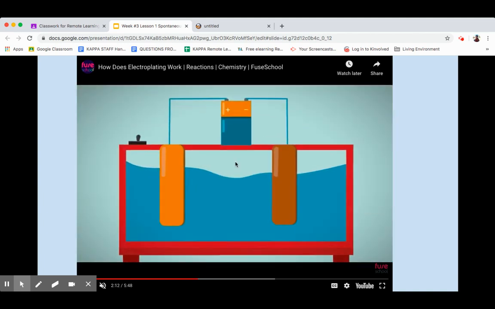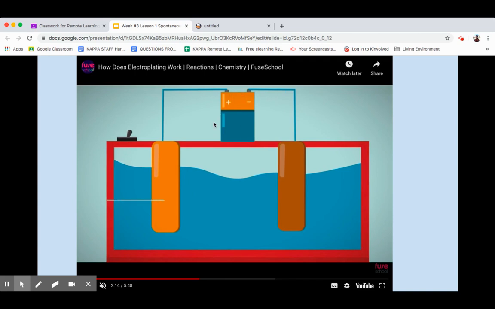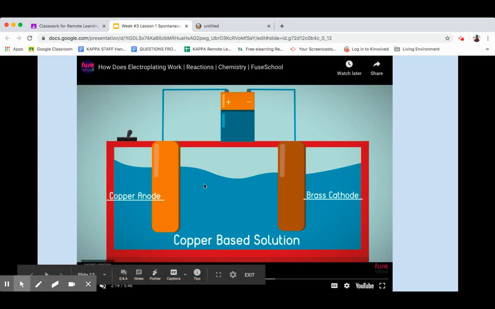So here's our electrochemical cell. We have the battery hooked up, and we have two electrodes. So your copper anode is going to, over time, donate its solid copper to this brass cathode, which will over time get coated in copper. And the copper-based solution will be helpful in that process.